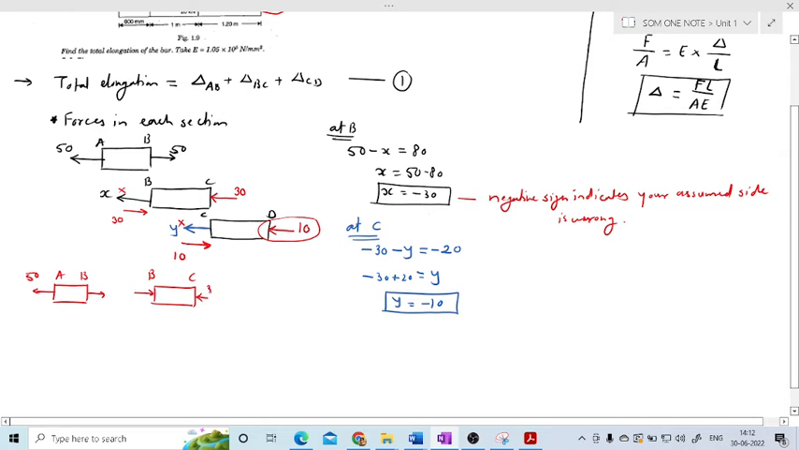The force value is 30 and it is compressive. Check for CD. If I check for CD, again the forces are compressive and its value is 10. Means the first section is tensile, so I'll write here T. The second section is compressive, so I'll write here C. The third section is again compressive, so I'll write here C.